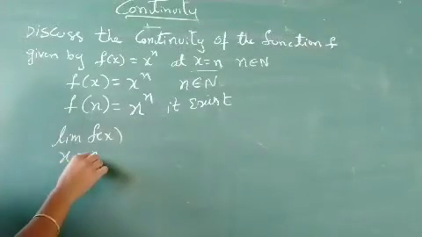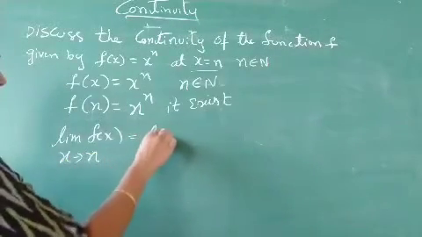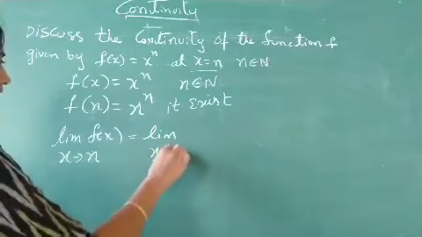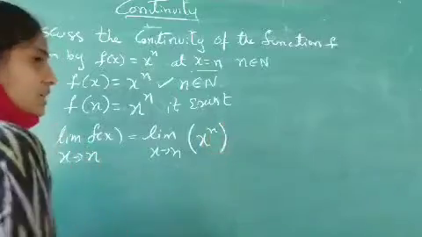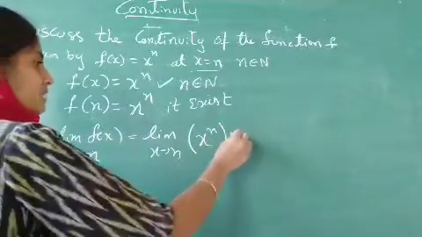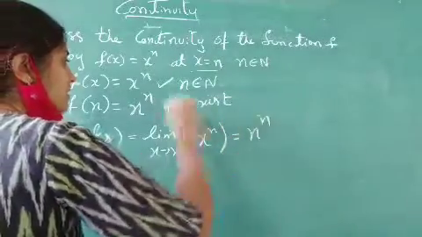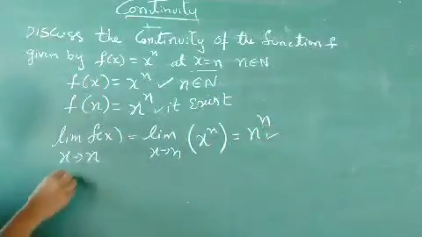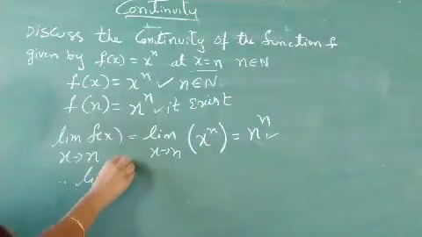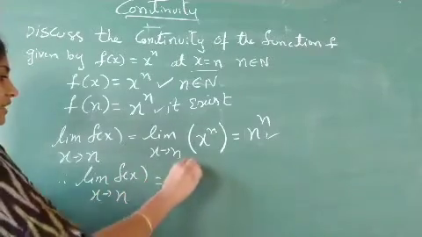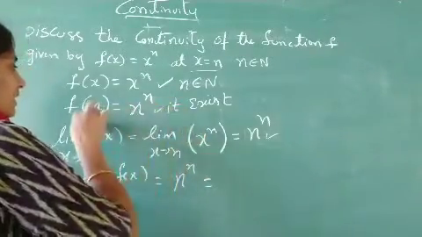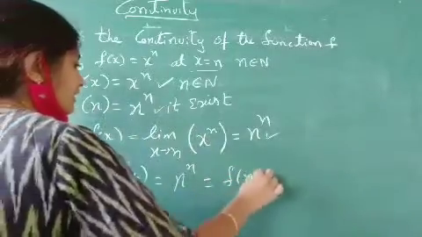Limit as x tends to n of the given function, x raised to n. Wherever x is there, we replace it by n. It becomes n raised to n. Both the answers are same. Therefore, the limit of f of x as x tends to n is equal to n raised to n, which can be written as f of n.